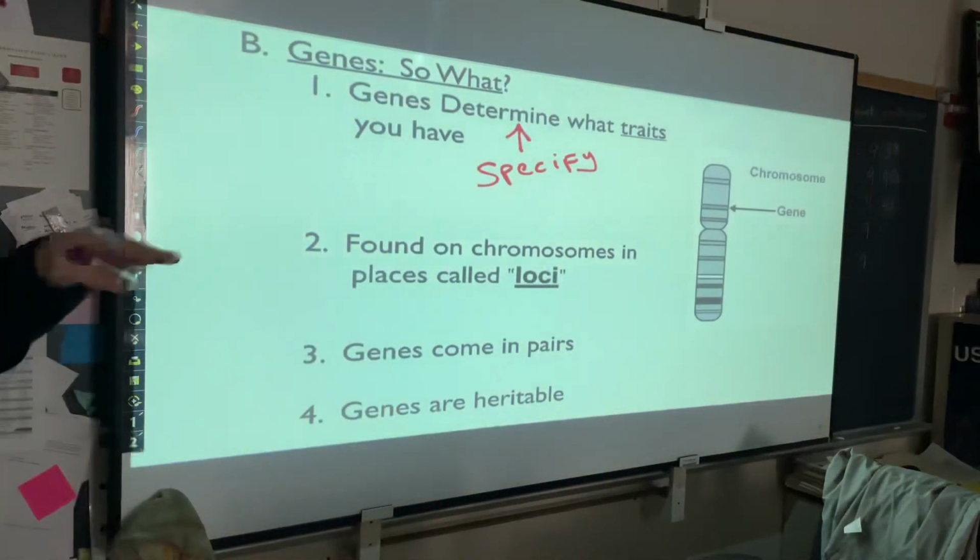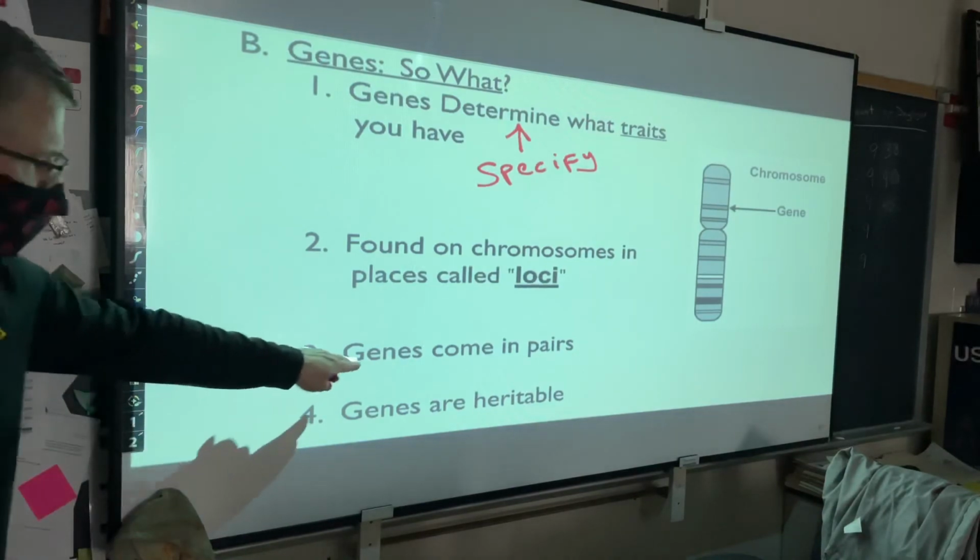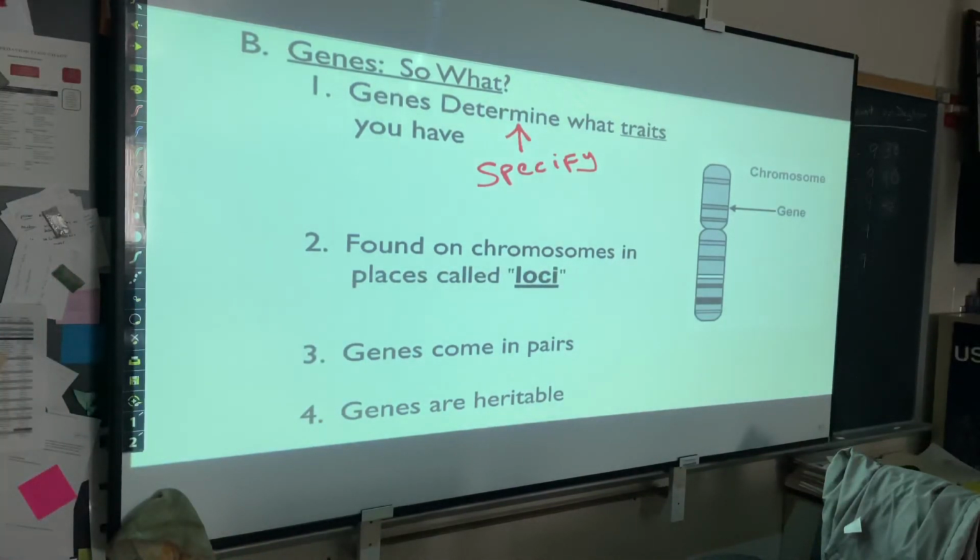chromosome 2, they match up, the genes are at the same loci, and then genes come in pairs, because you get one gene from mom, you get one gene from dad. Think about the family that walks on all fours. The kids that walked on all fours, they got a bad gene from mom, they got the same bad gene from dad. And now you know they're walking on all fours.